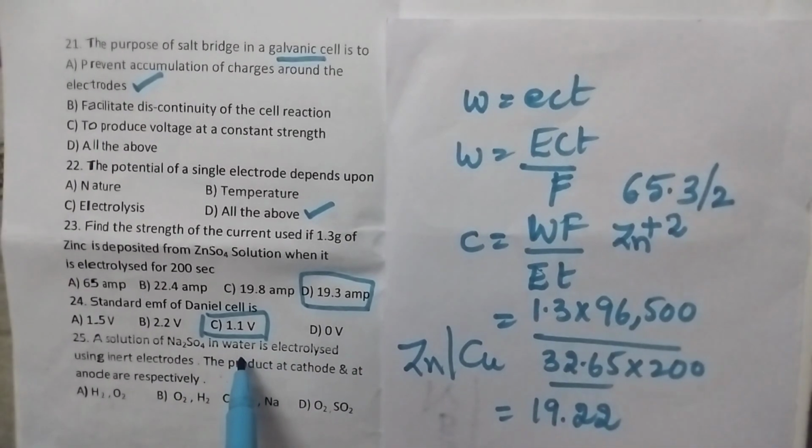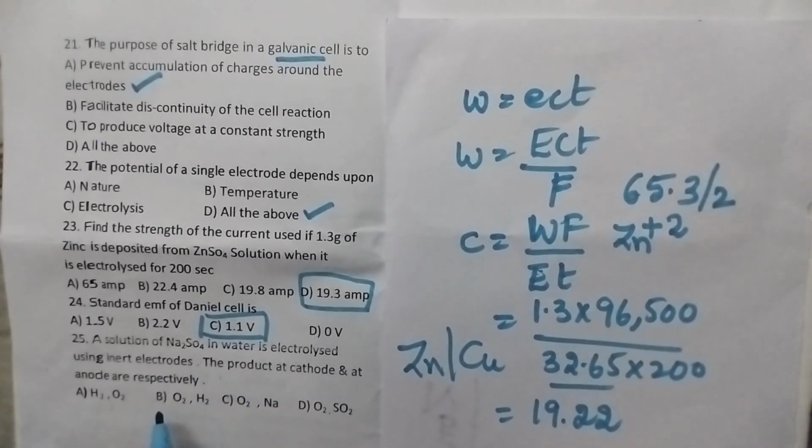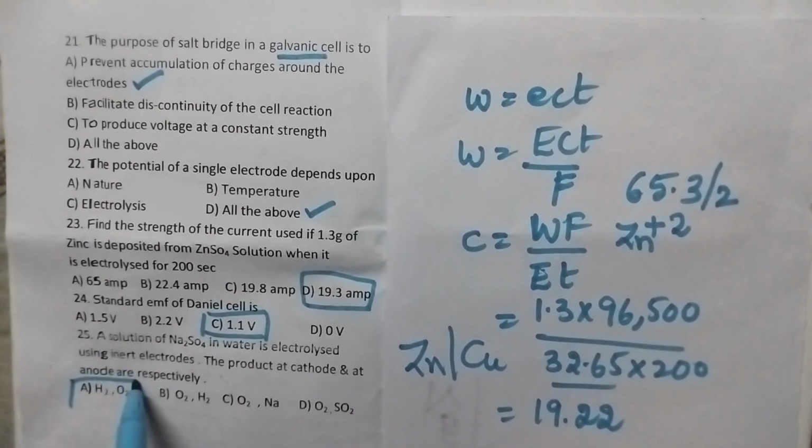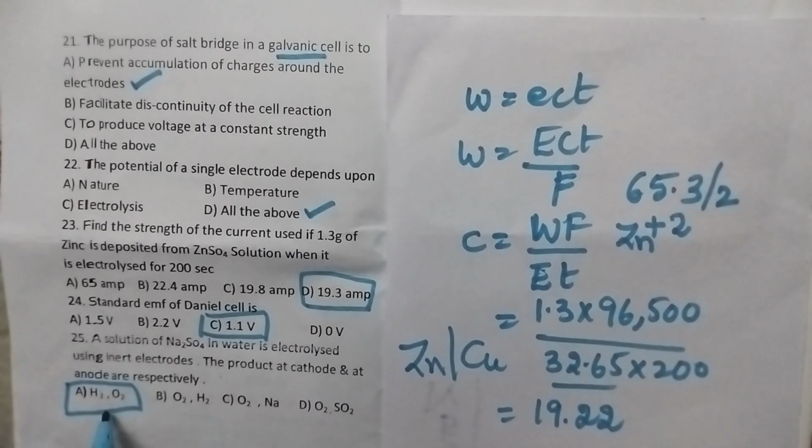So in water means it is an aqueous solution, and hence always at cathode hydrogen gas will be liberated and at anode oxygen gas will be liberated. So in this case option A, that is H2 gas and oxygen gas will be liberated at cathode and anode respectively. That is all about the multiple choice questions based upon electrochemistry.